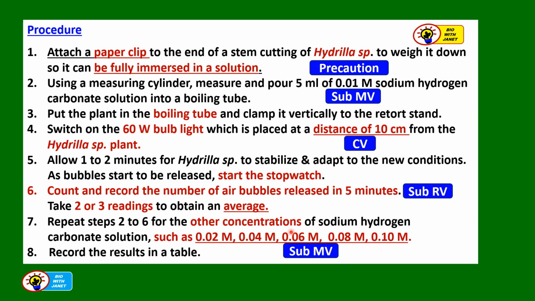Repeat steps 2 to 6 for other concentrations of sodium hydrogen carbonate solution, such as 0.02 m and so forth. Okay. Now this is your MV, the sub-MV that's changed, and the sub-RV, the responding variable, which will change according to the sub-MV, is to count the number of air bubbles released in 5 minutes from Hydrilla species. Now when you write the words Hydrilla species in the exam, either italicize or underline the word Hydrilla. Underline, that is the nomenclature, or the rules, for naming the species of an organism.